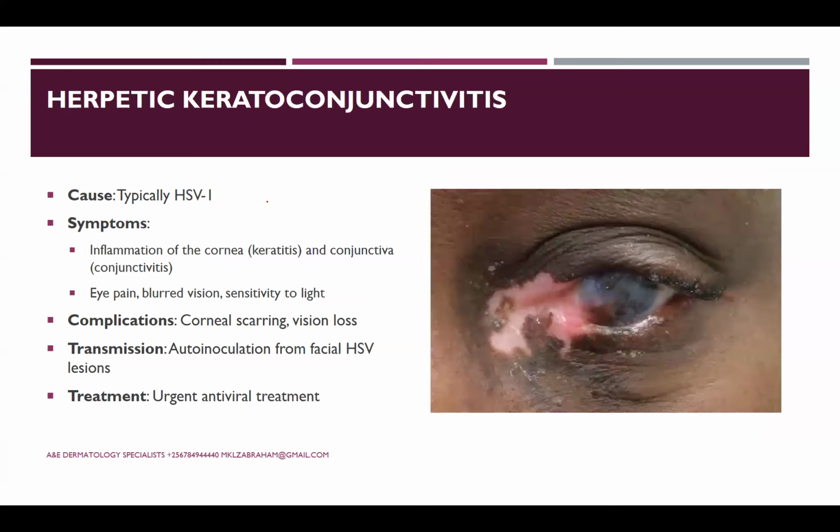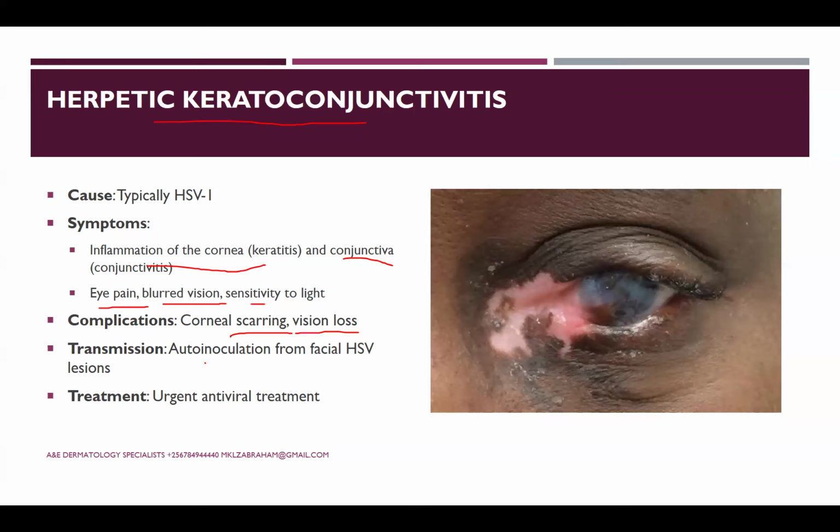So the next one that usually I fear most is the keratoconjunctivitis, because in this case, if you get infection of herpes that can affect your conjunctiva and the eye, it can even result in blindness. So this is a very serious type of infection, and it should be taken seriously. In this case, you have inflammation of the cornea, which we call keratitis, and inflammation of the conjunctiva, which we call conjunctivitis. So you could have eye pain, you can end up with blurry vision, sensitivity to light, and if not addressed well, you end up with corneal scarring, even with loss of vision.